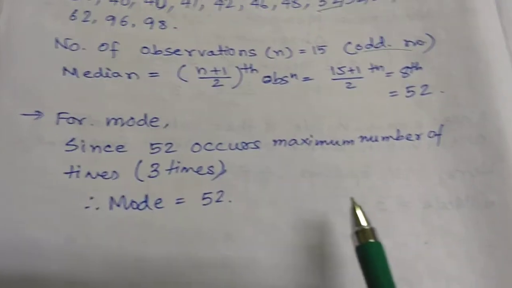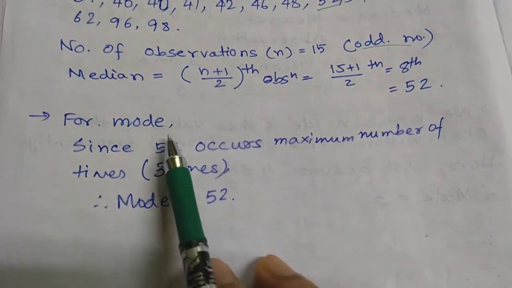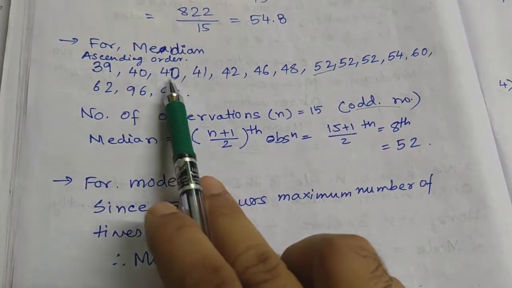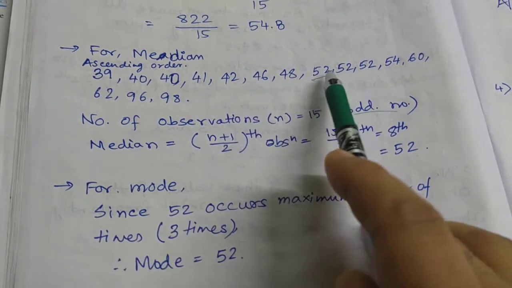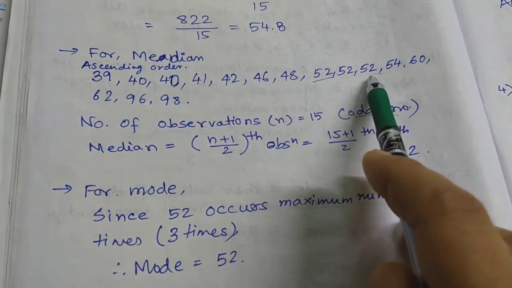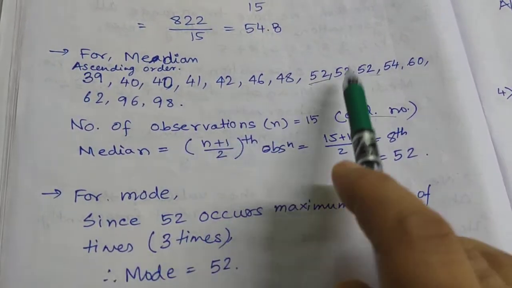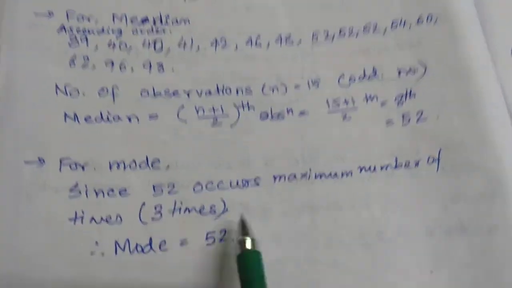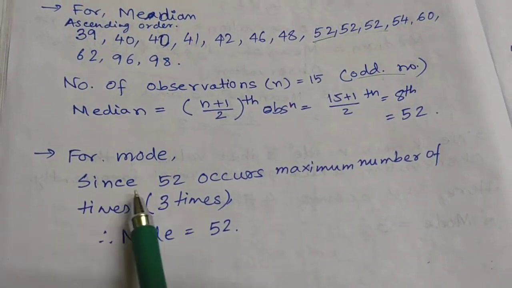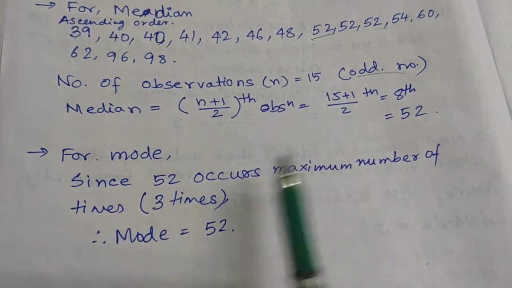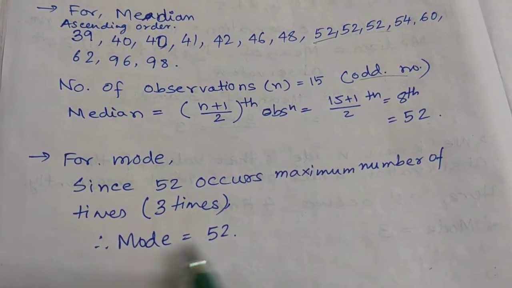Now for the mode, you can see here that 40 occurs 2 times, 52 occurs 3 times, right? That means 52 will be the mode because it occurs the maximum number of times. That's what we wrote here. For the mode, since 52 occurs the maximum number of times, 3 times, mode equals 52.